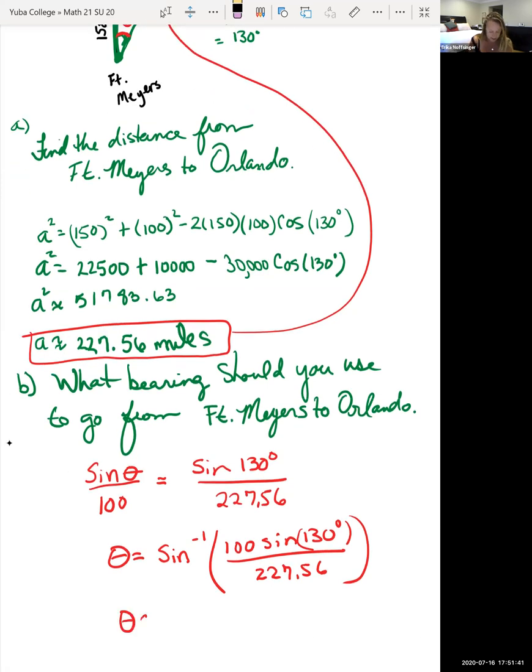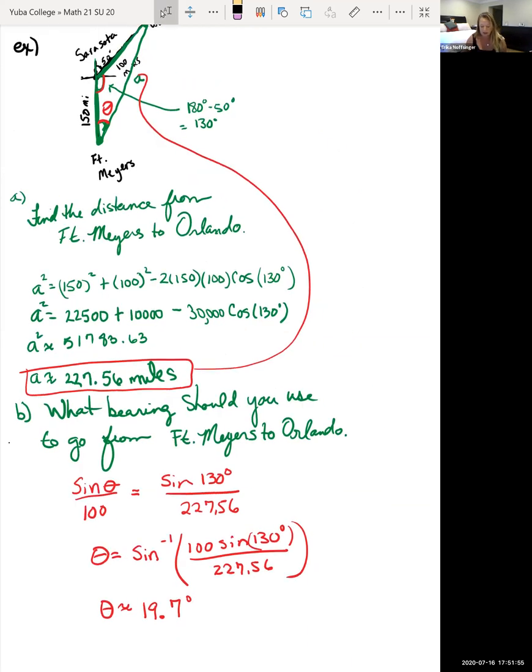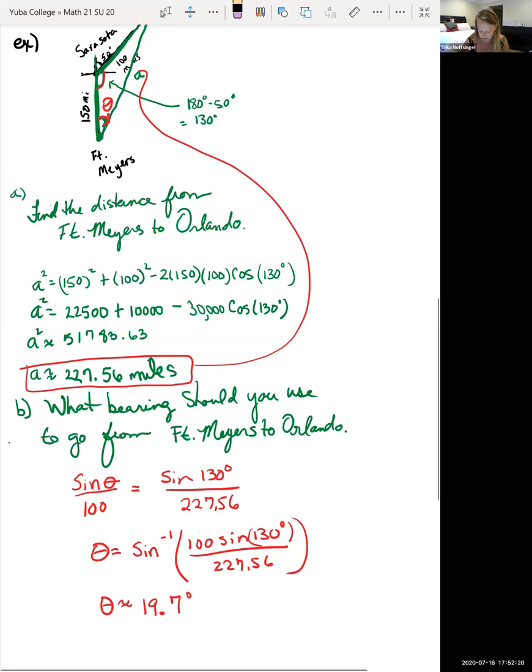So theta is approximately 19.7 degrees. Okay, so there were different ways that we could give directions. We talked about just the bearing. If you were just starting with a bearing, that would just be going from the vertical clockwise. So we could just say this is a bearing of 19.7 degrees.